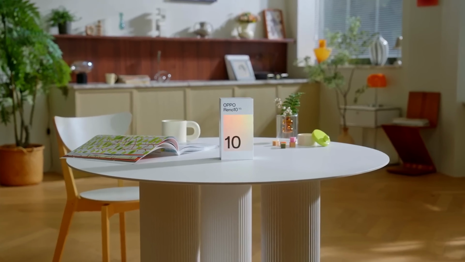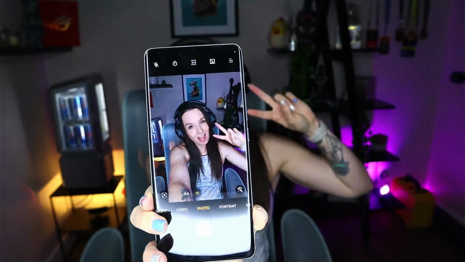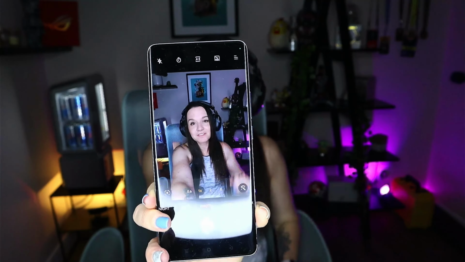Before we begin this video, I just wanted to give you a quick heads up that the phone that I'm using to demonstrate everything I'm talking about is the Oppo Reno 10 with the MediaTek Dimensity 7050 chip. The reason this is important is because the chip in your phone does so much for your camera, and as this particular video is going to be all about the smartphone camera, I thought it was important for you to understand how important the chipset really is.